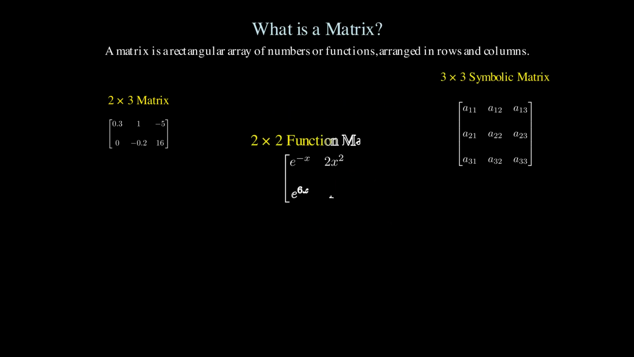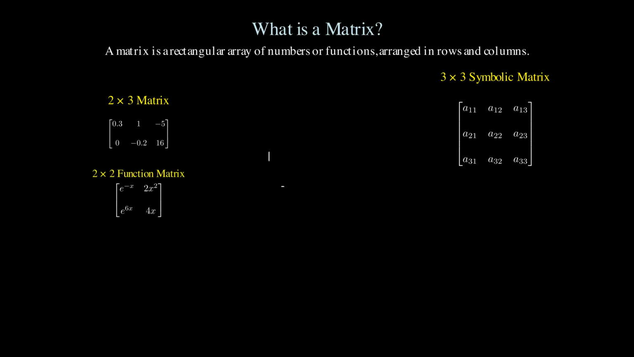This is a 2 by 2 matrix that contains functions, such as exponentials and polynomials. This entry, e to the power 6x, shows that matrices can include expressions, not just numbers. This is a 1 by 3 row vector, it has only 1 row and 3 columns. This entry, a 2, is the second component of the vector.